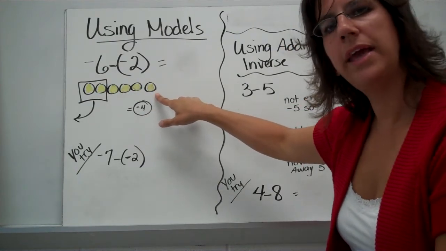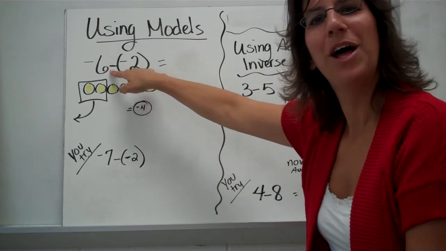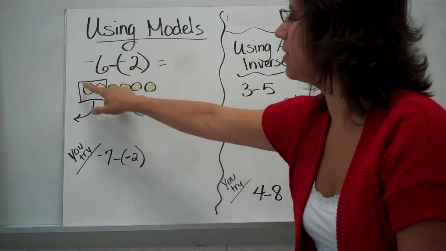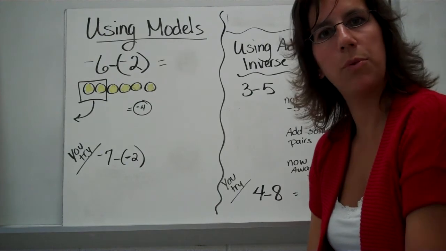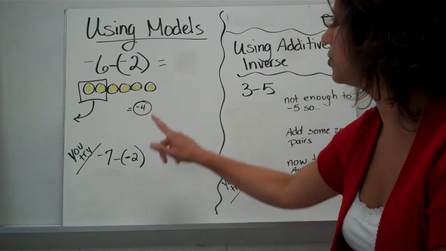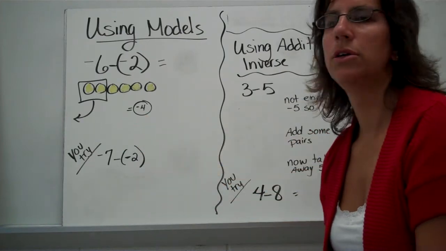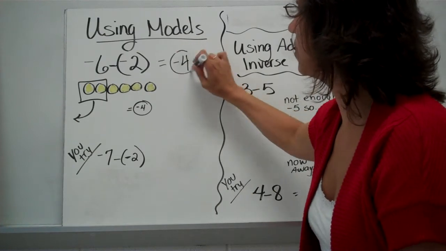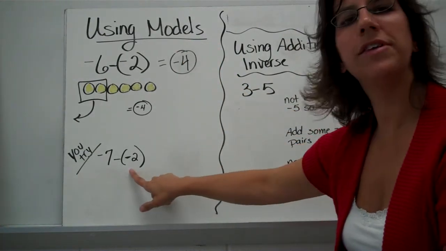Okay, from that -6, we're going to take away, remember that word from elementary school? We're going to take away a -2. So here I've crossed out or taken away 2 yellow circles, and what are you left with? Well, you're left with 4 yellow circles, or -4. So if you have -6 and you take away a -2, you're going to end up with a -4 for your answer.